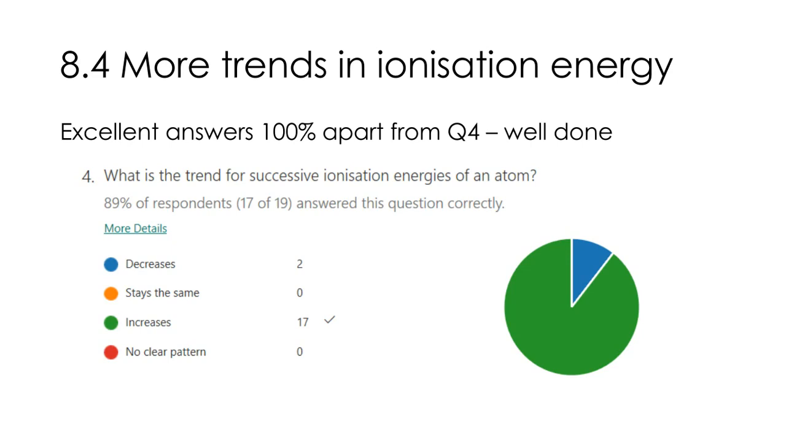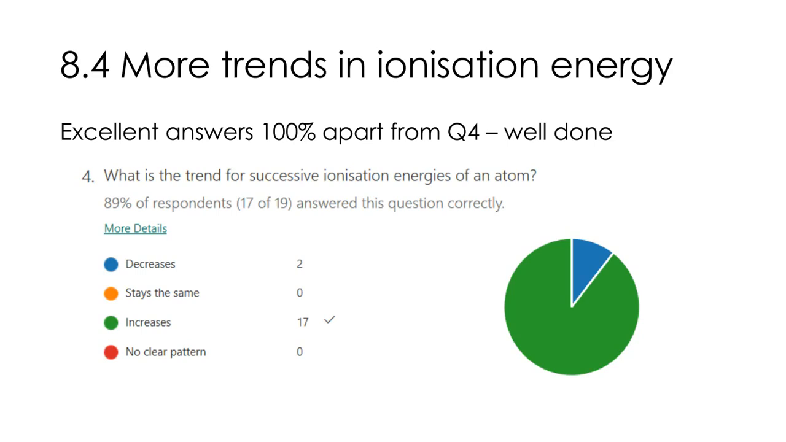Successive ionization energies is when you remove one electron to become +1, and then the next one is +2, so you've removed another electron, and then you remove another one to get +3, and so on. That's always going to increase, no matter what the atom or element is. Most of you got that right. 17 people got it right, and only 2 people said decreases.